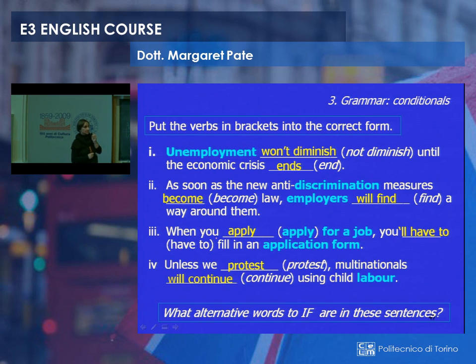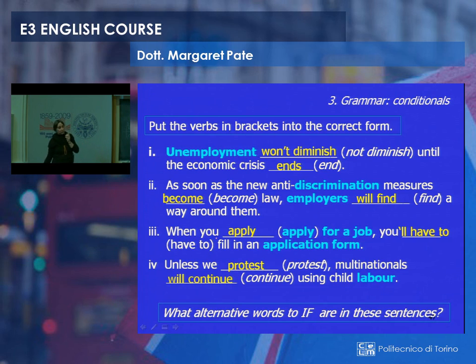When you apply. Yeah, you could make it the other way round. Yes, you could invert the sentence, that's okay. If you apply for a job, you'll have to. When or if is possible here, okay? Both of them are possible.